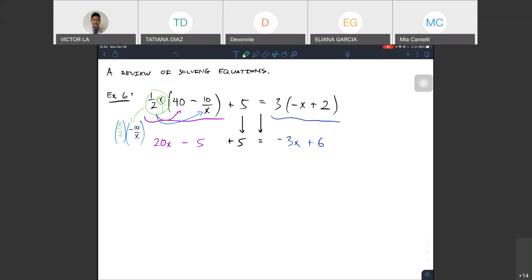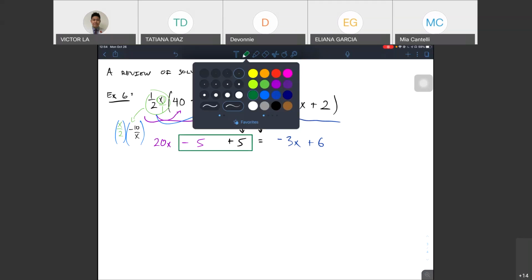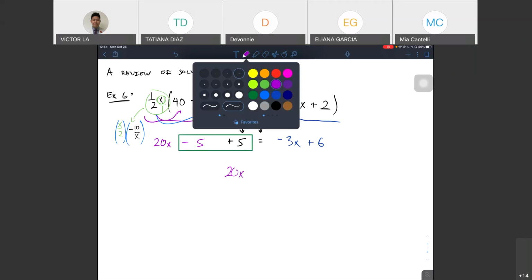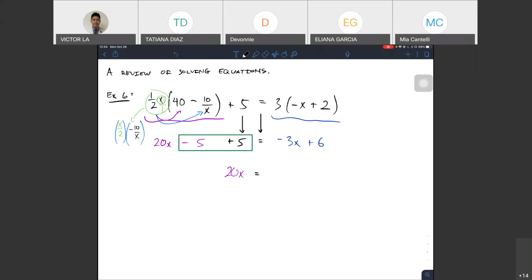For example, this is a happy mistake because I didn't plan this. These two, what happens to them? Another question. What's a negative 5 plus 5? They cancel, right? So then that means you're left with a 0 here. Don't have to write 0, but you're left with just 20x on the left side. Can't do anything else there, so that's done.